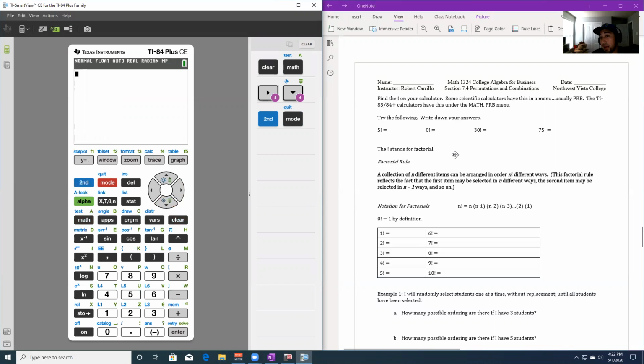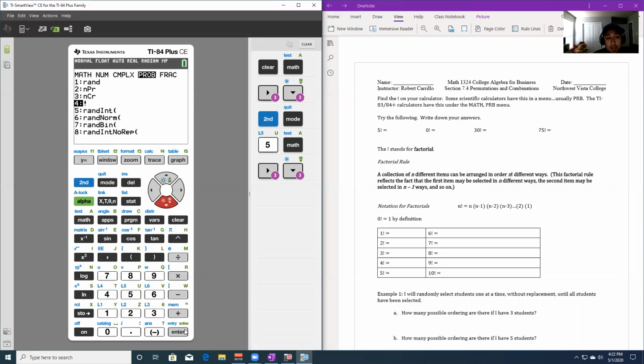Okay, so this is the first thing we want to try on the paper. By the way, that exclamation mark is actually called the factorial symbol. We want to look for the values of 5 factorial, 0 factorial, 30 factorial, and 75 factorial. So all I have to do is hit 5, go to Math, go to probability, and hit enter on the factorial button. Enter, and you get 120.